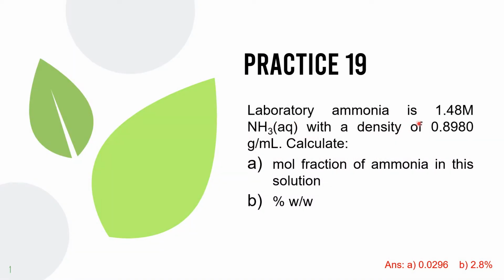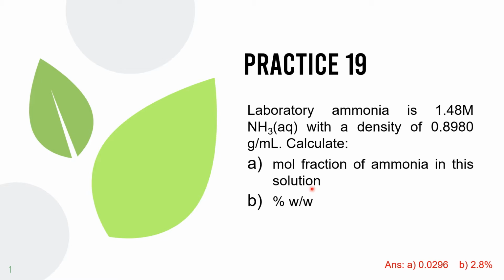Laboratory ammonia is 1.48 molar with a density of 0.8980 gram per ml. Calculate the mole fraction of ammonia in this solution and also its percentage by mass. So if you are given a question like this, what you need to do is understand what the question asks, and how to use the values given in order to get the answer.